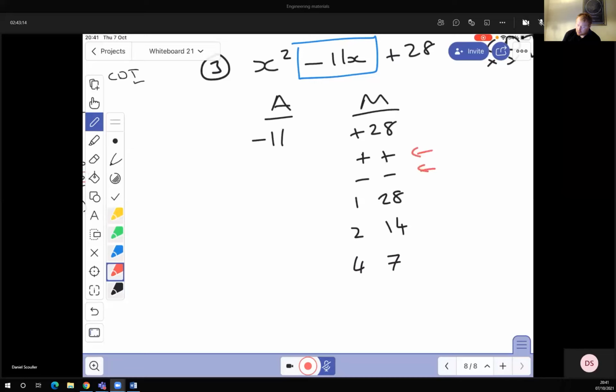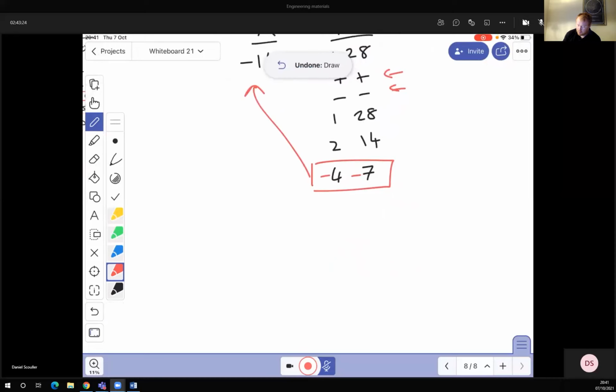We need to use either two positives or two negatives, so in this case it's going to have to be two negatives, so we get the number negative 11. Does that make sense? So we're adding negative 4 and negative 7 together. In the brackets, x, we're putting in that negative 4, and x, we're putting in that negative 7.